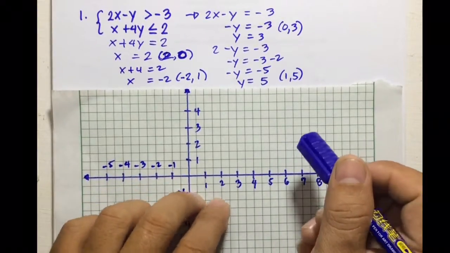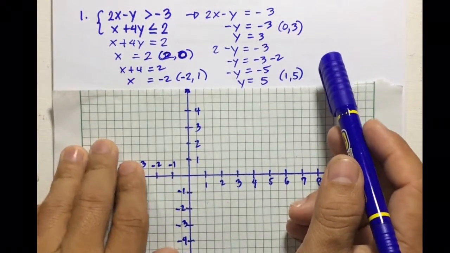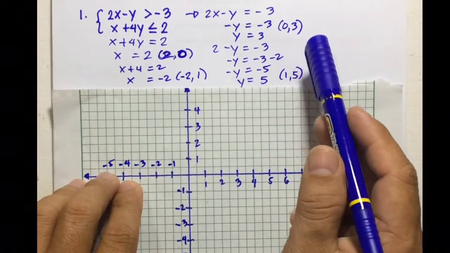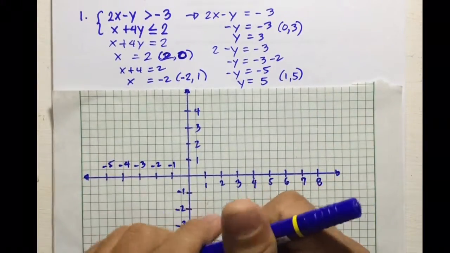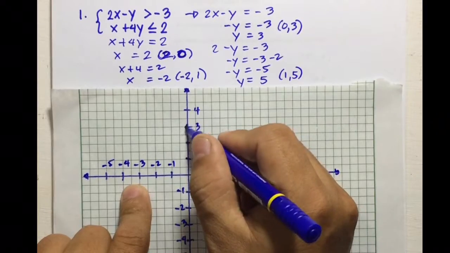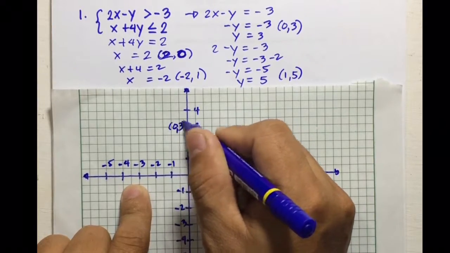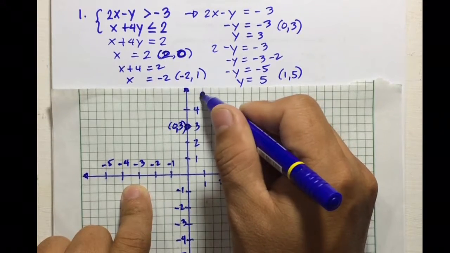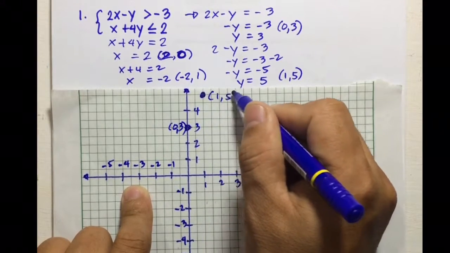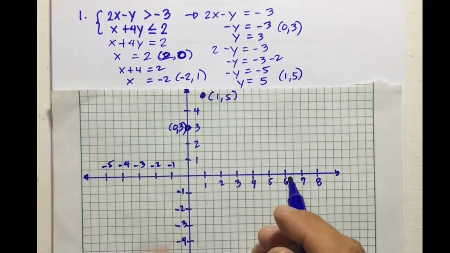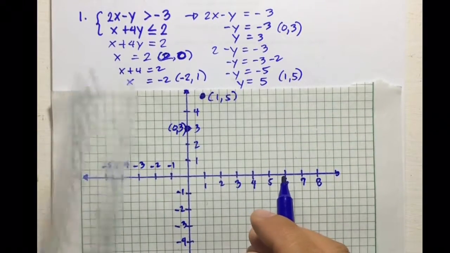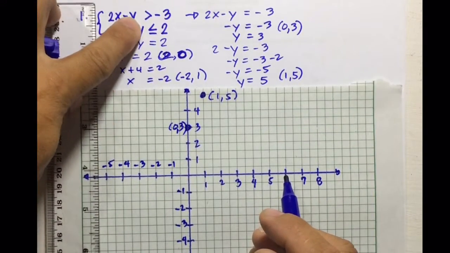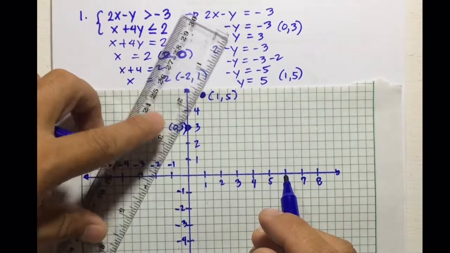Next, we're going to plot the points on graphing paper. The first point in the first inequality is (0, 3), and the second is (1, 5). Then we're going to connect the points. Since this is a greater than sign, we're going to have a broken line.